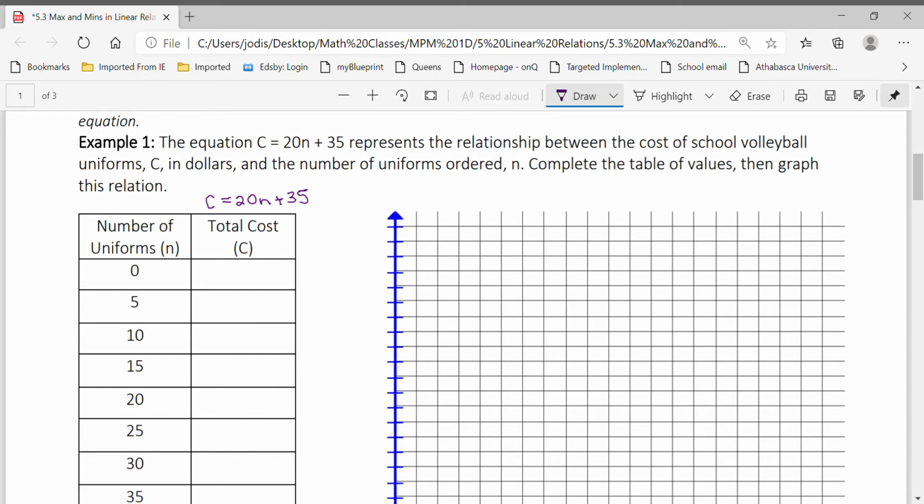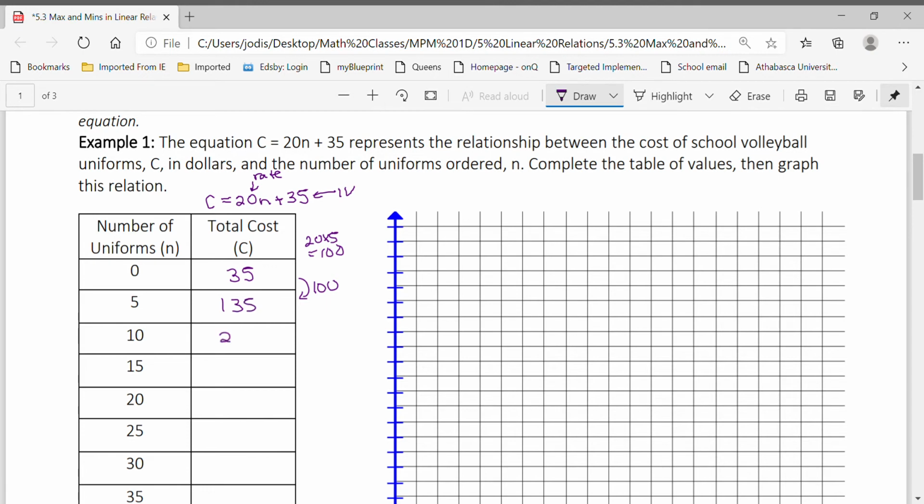So from our equation, we should recognize that when we have 0 uniforms, our initial value is 35. And this is our initial value, and we also know that this is our rate, which means that for every one uniform ordered, it costs $20. But in this case, it's skipping up by 5s. So we know that 20 times 5 is 100, right? So every 5 uniforms is going to cost an additional $100. So every time we go up one, we should be going up by 100.